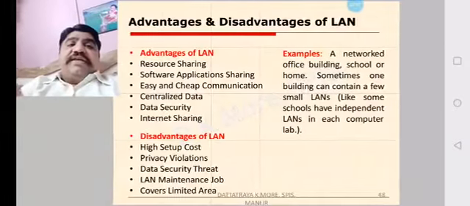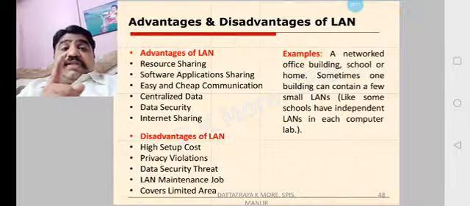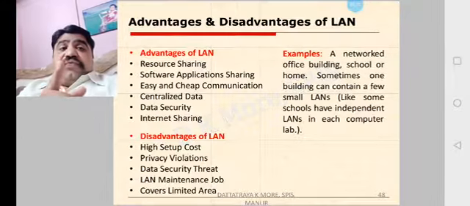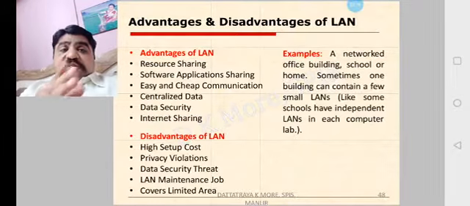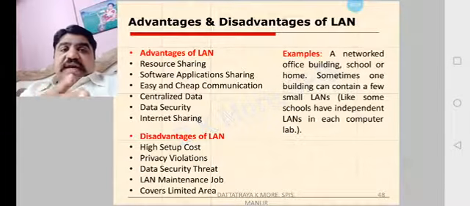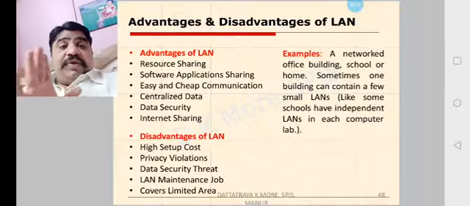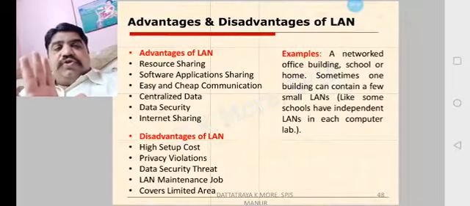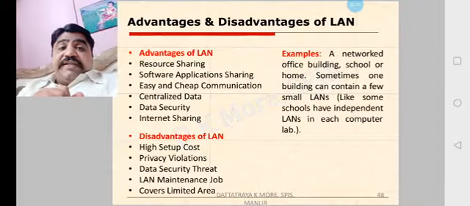Let's see some advantages and disadvantages of the LAN. Advantages first. It offers resource sharing, software application sharing, easy and cheap communication, centralized data, data security, and internet sharing. These are the advantages of LAN, which we use every now and then. It's very useful in our day-to-day life. It's a part of our life nowadays.